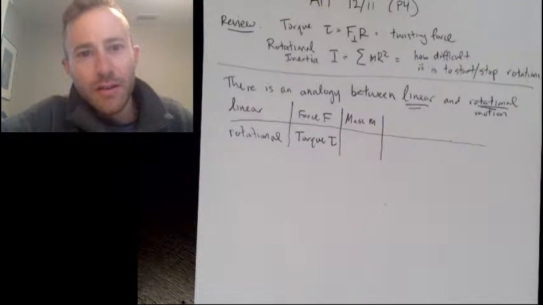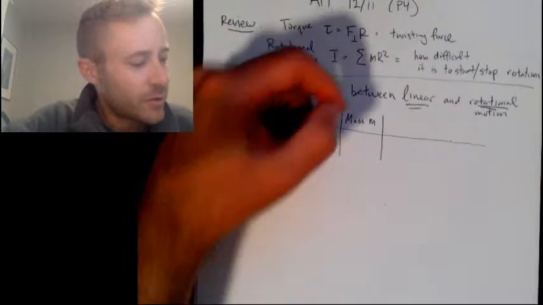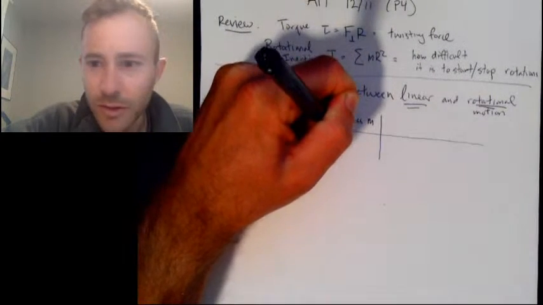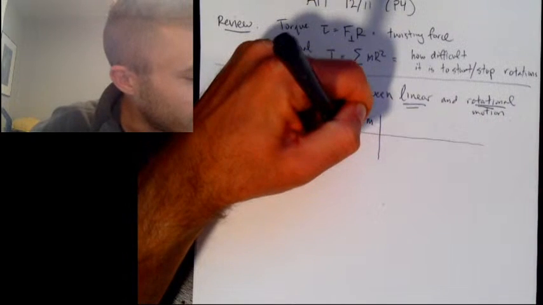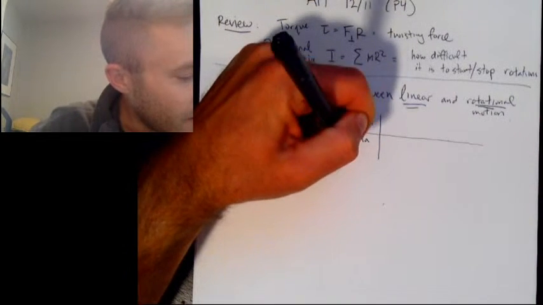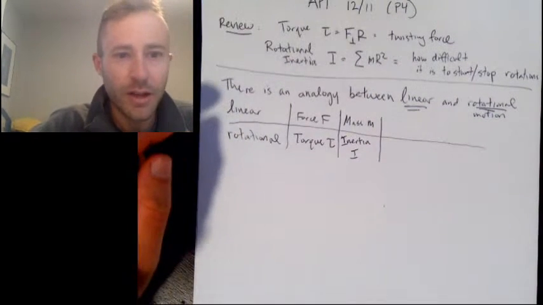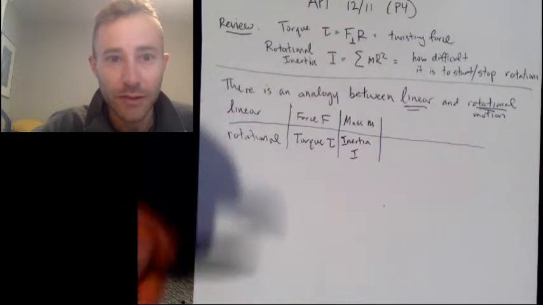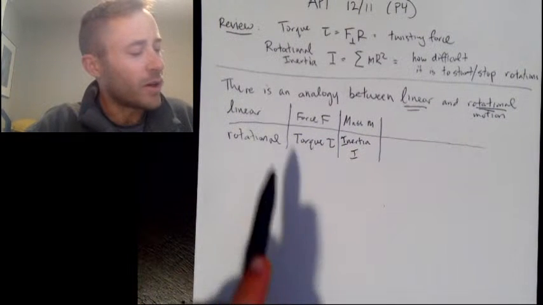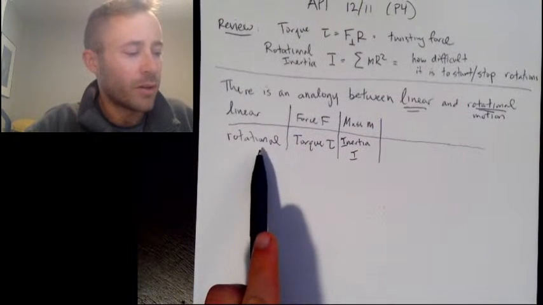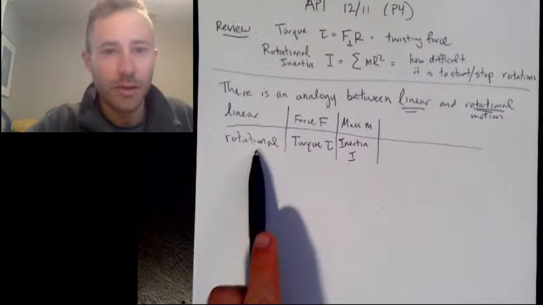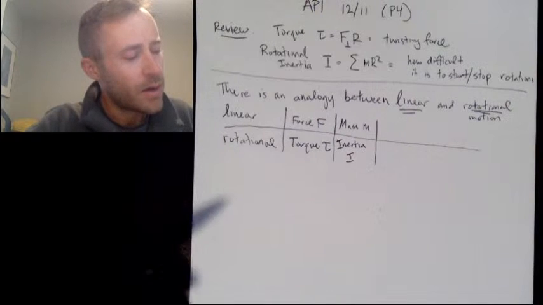So the analog of mass is inertia. Oh, exactly. Thank you for typing that in. Inertia, I, is the analog of mass. So when we're talking about linear motion, we have force and mass. When we're talking about rotational motion, we have torque and inertia.